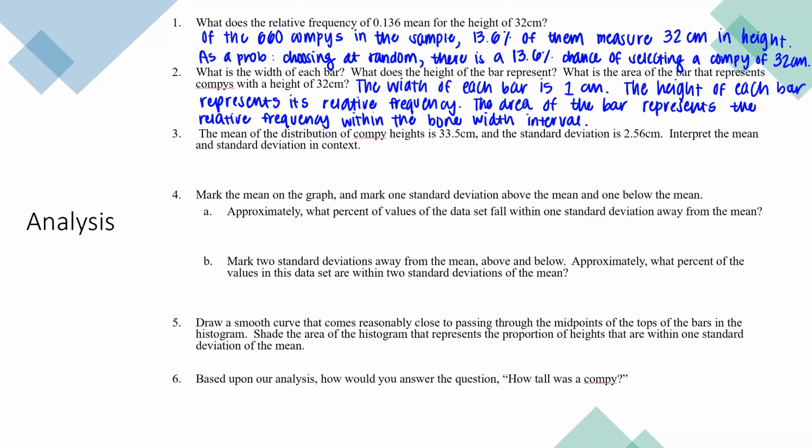3. The mean of the distribution of compy heights is 33.5 centimeters, and the standard deviation is 2.56 centimeters. Interpret the mean and standard deviation in context. Well, we know that mean means average or typical, so the average or typical compy height is 33.5 centimeters. And standard deviation. If standard deviation is a measure of the amount of variation of our set of values, then we can state that a standard deviation here of 2.56 centimeters is the average distance away from the average compy height.